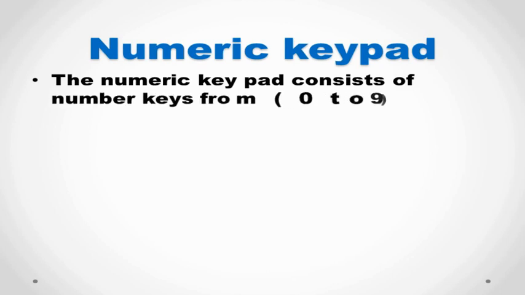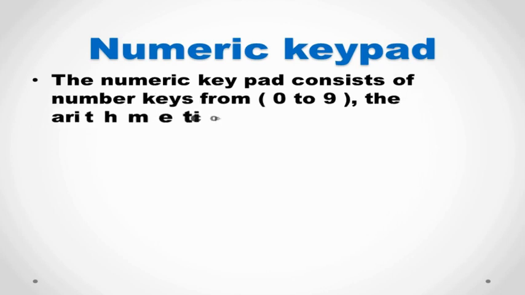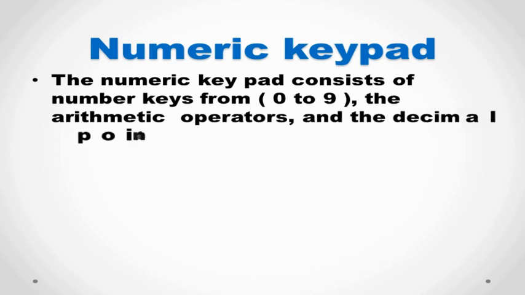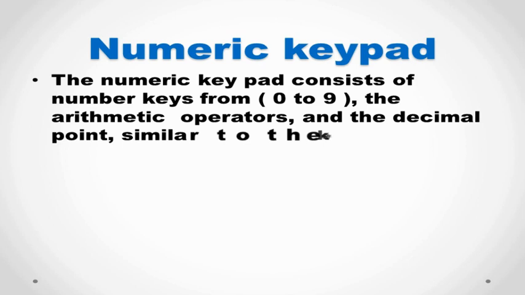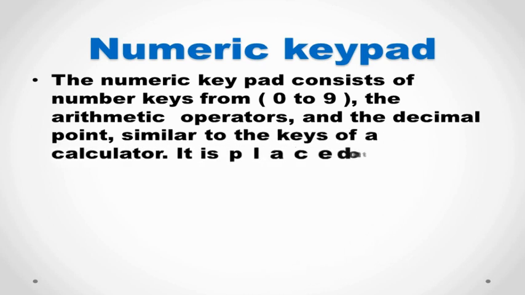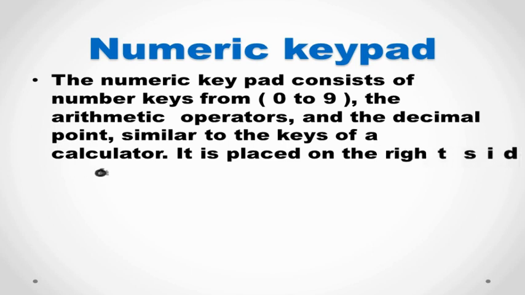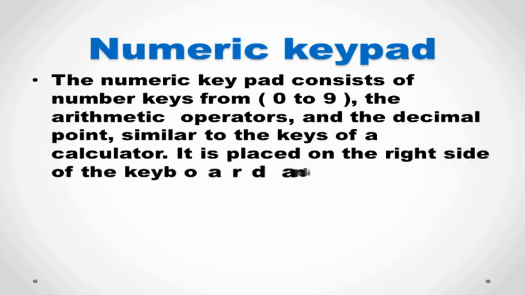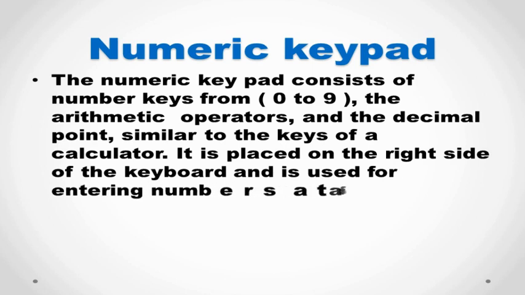Now, numeric key pad. The numeric key pad consists of number keys from 0 to 9, the arithmetic operators and the decimal point, similar to the keys of a calculator. It is placed on the right side of the keyboard and is used for entering numbers at a fast speed.